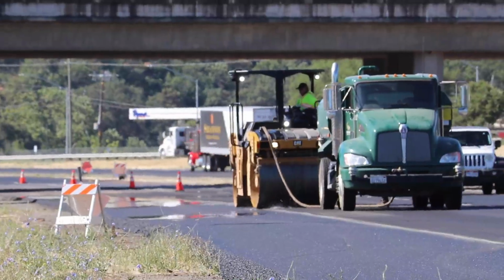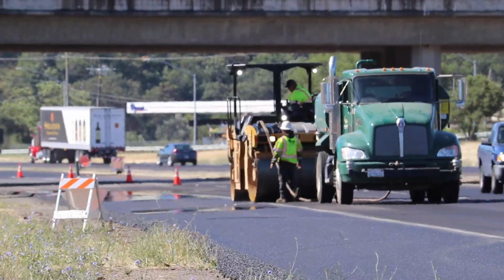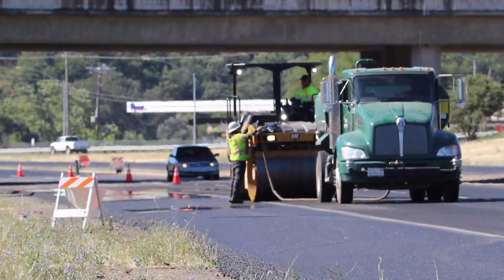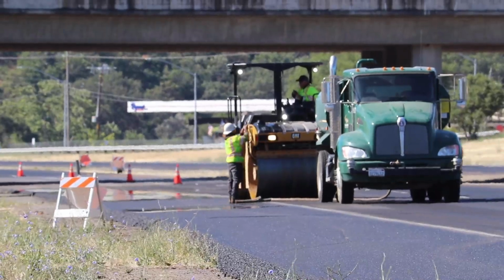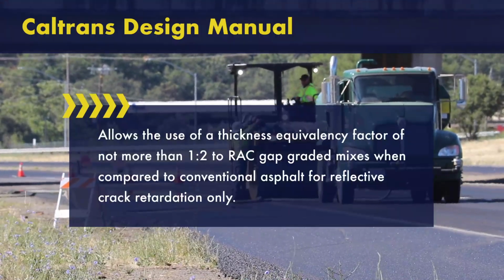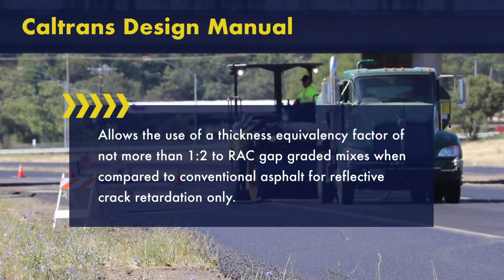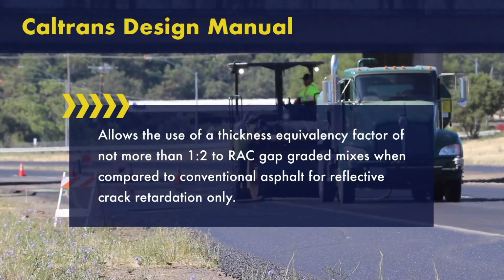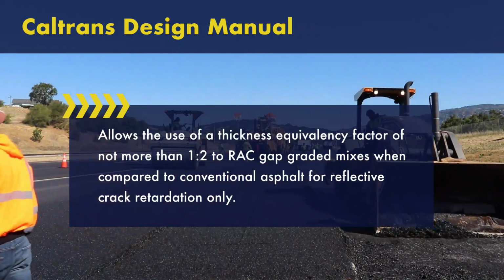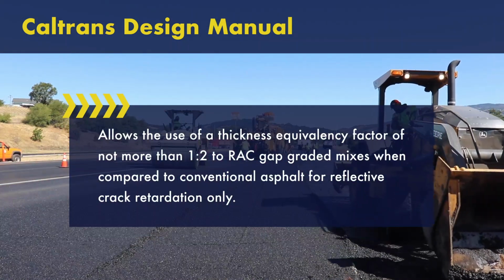Caltrans highlights the need to verify that both structural adequacy and reflective cracking requirements are analyzed, reviewed, and fulfilled for all flexible pavements and roadway rehabilitation structural designs. It should be noted that Caltrans allows the use of a thickness equivalency factor of not more than 1:2 to RAC gap-graded mixes when compared to conventional asphalt for reflective crack retardation only.